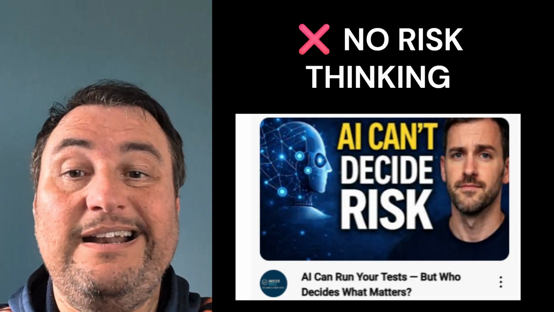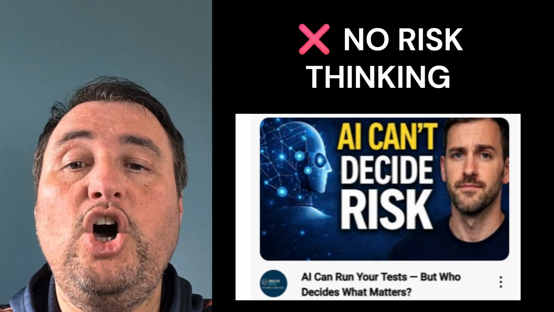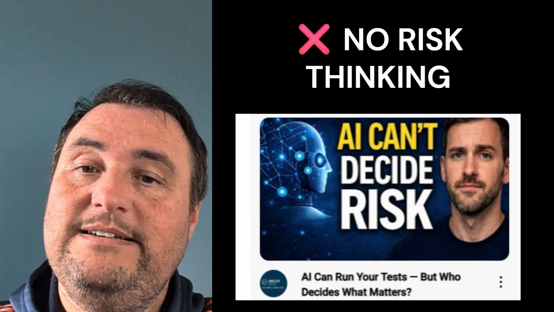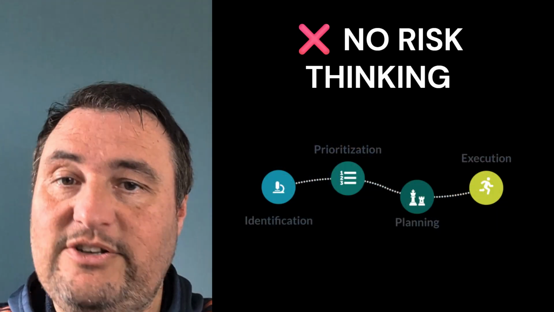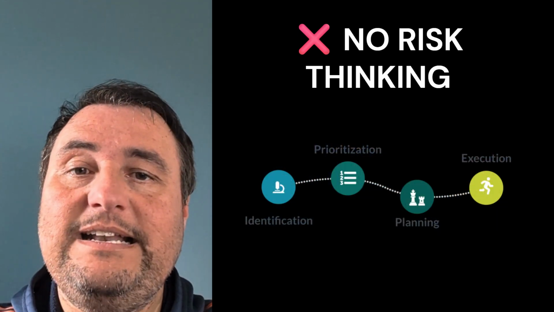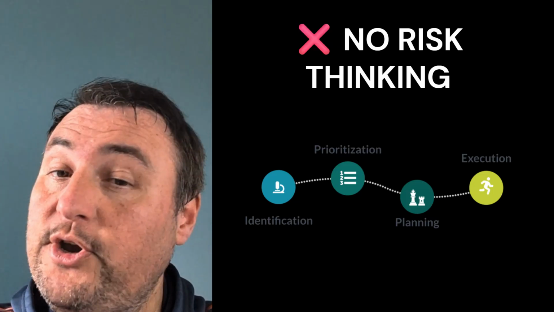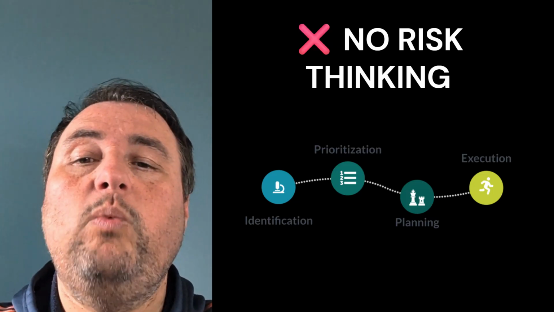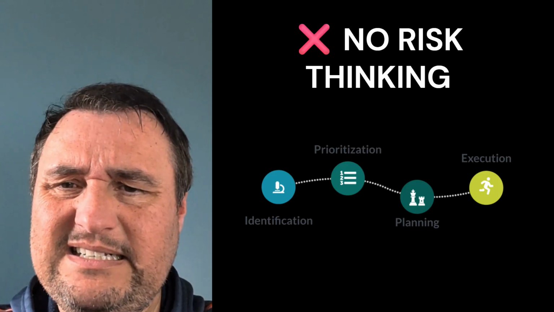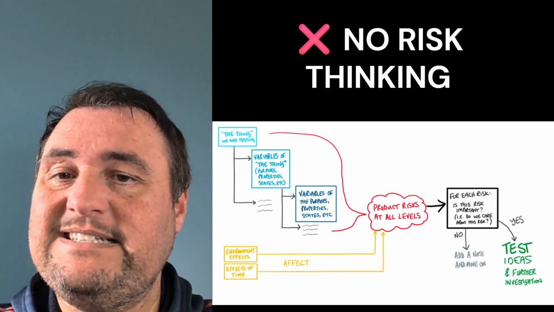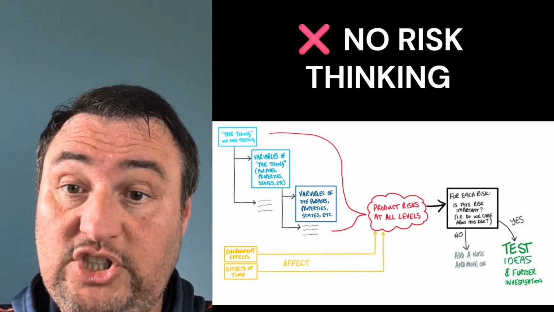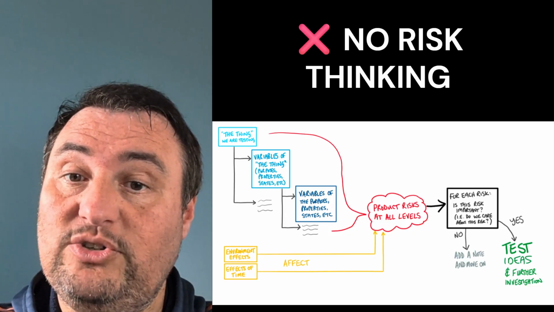Mistake number 3, and I talk about it a lot on this channel, not talking about risk. If you don't talk about risk, you don't sound like a QA. Candidates describe what they do, but not what could go wrong, what matters most, and what the impact is. And once you fix this, your answers instantly sound stronger, and I'll show you exactly how shortly.